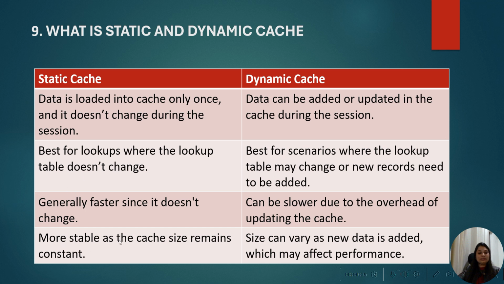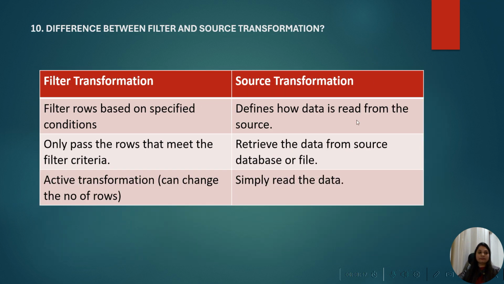Static cache is more stable as the cache size remains constant, but dynamic cache size can vary as new data is added, which may affect the performance. So, move to the next question.